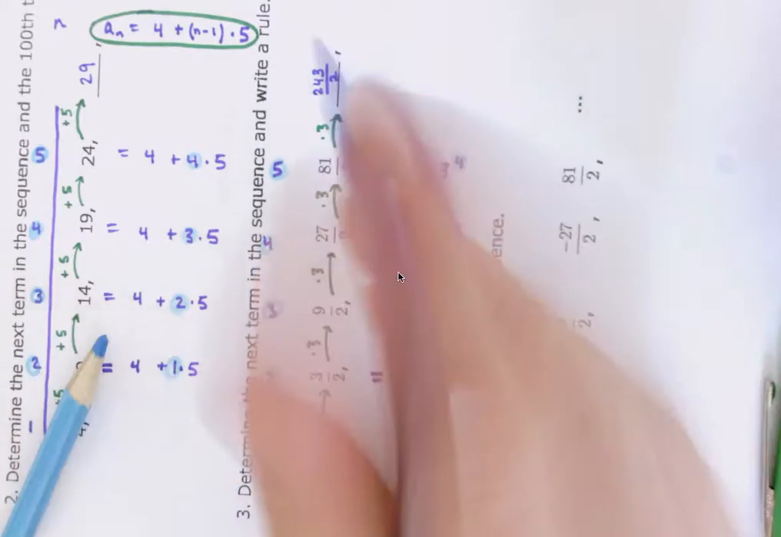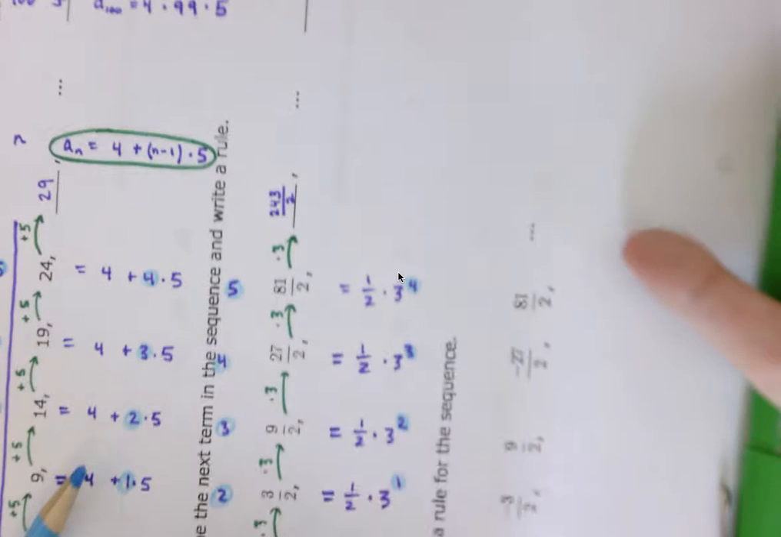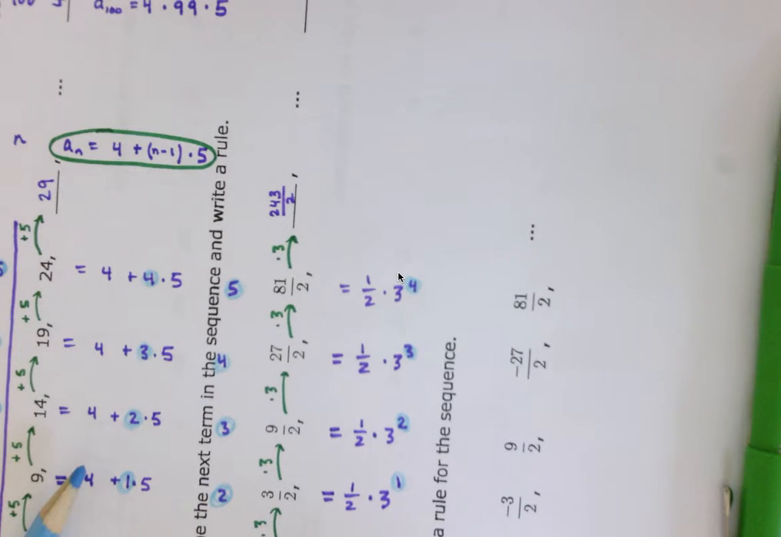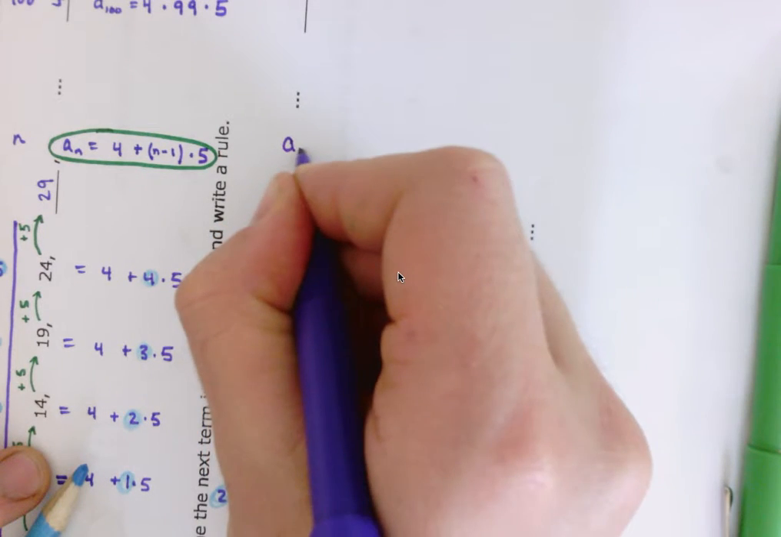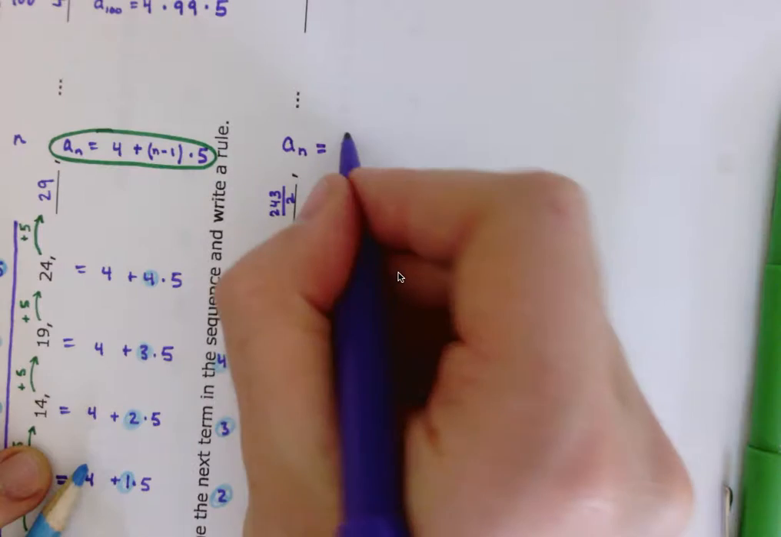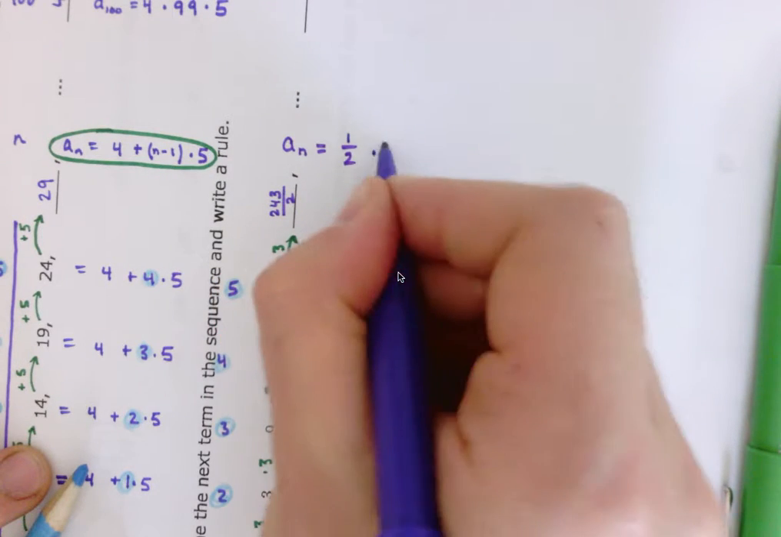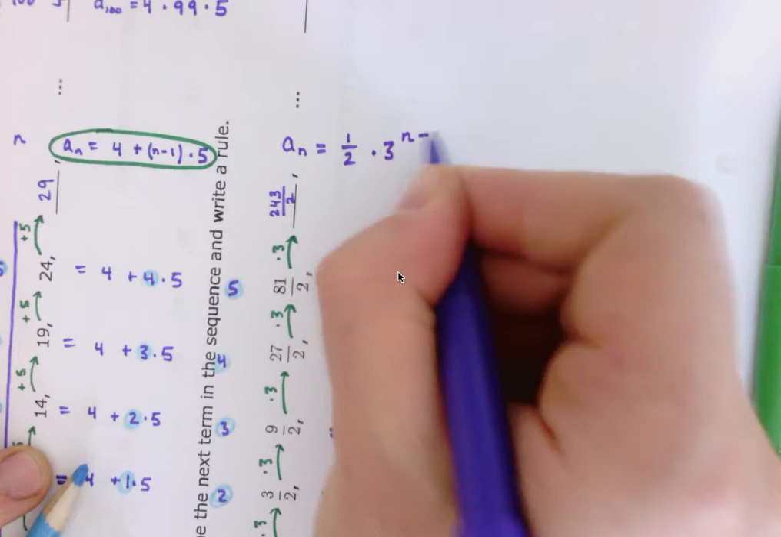Therefore, your explicit rule is going to be a sub n is 1/2 times 3 to the n minus 1.